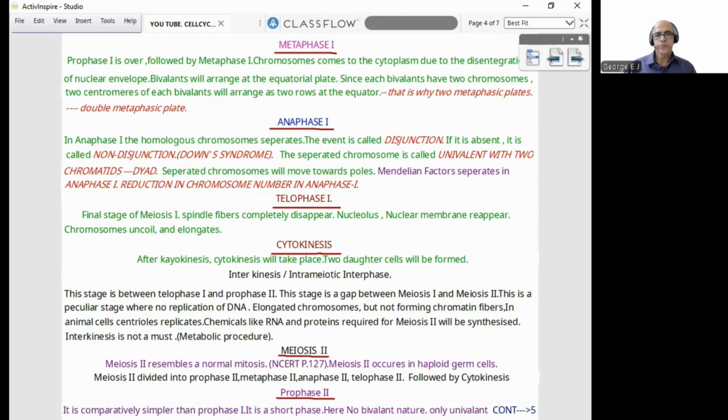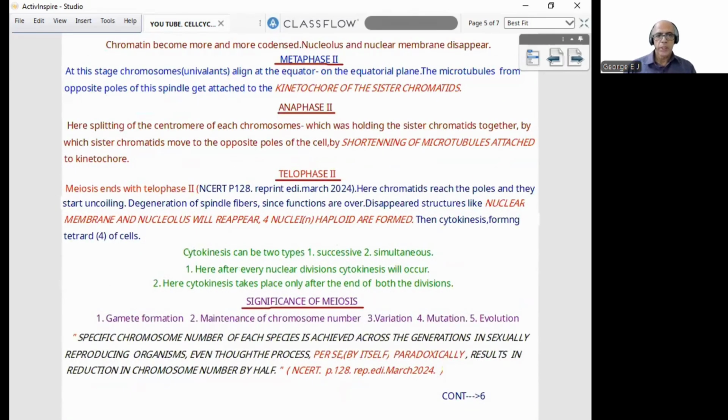Then meiosis 2, followed by prophase 2, simple, no bivalent nature, only univalents. Chromatin condenses, nucleolus and nuclear membrane disappear. Metaphase 2, here we can find a single metaphasic plate, univalent chromosomes, kinetochore attached to sister chromatids. Then anaphase 2, splitting of the centromere of each chromosome. Then in anaphase 2, chromatids will be moving.